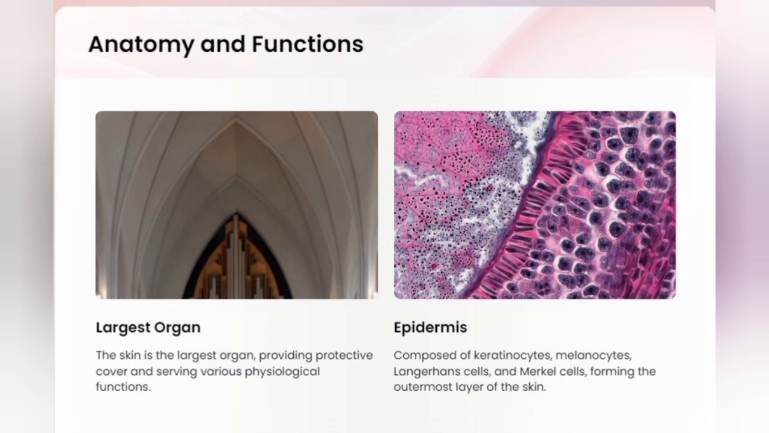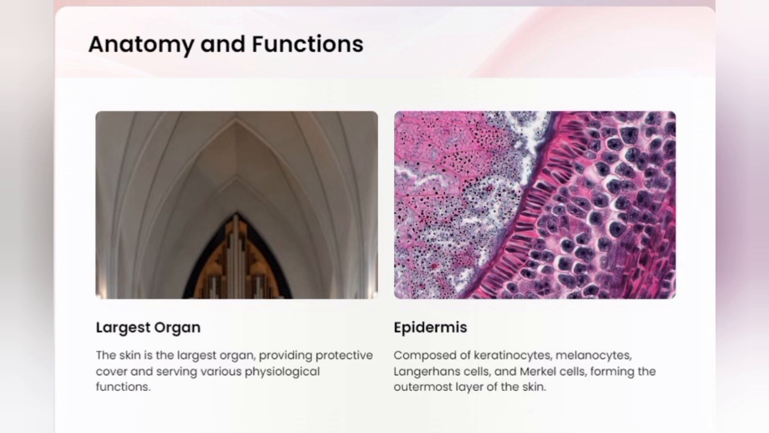So the anatomy of our skin is structurally divided into two types, one is epidermis and the other is dermis. The epidermis is the superficial layer of our skin. It mainly consists of four principal cell types, that is keratinocytes, melanocytes, Langerhans cells and Merkel cells, because it is composed of keratinized stratified squamous epithelium. So it consists of keratinocytes.